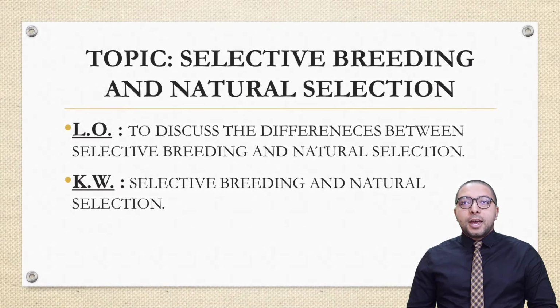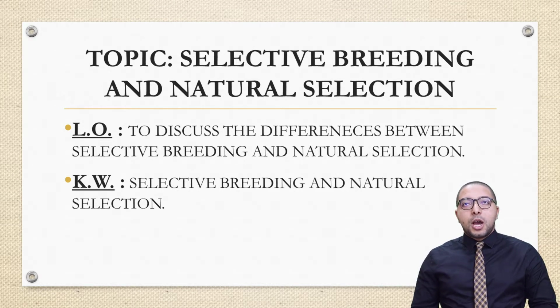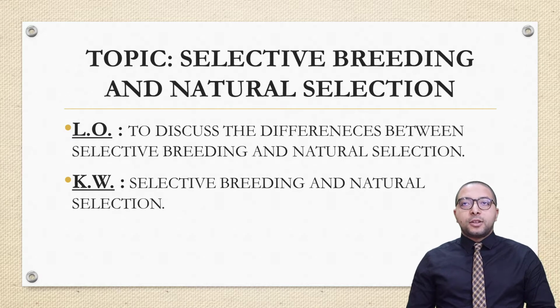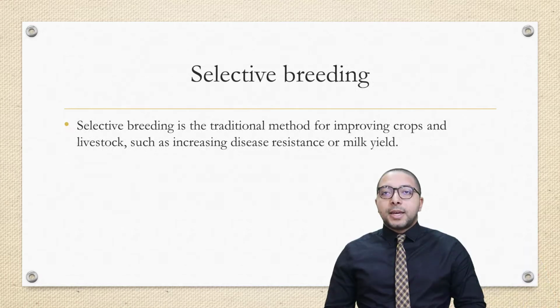Hello Year 9. In today's topic we're going to discuss two important lessons, selective breeding and natural selection. Our learning objective of today's lesson is to discuss the differences between selective breeding and natural selection, and the key words are selective breeding and natural selection. Okay, at the beginning let's define selective breeding.